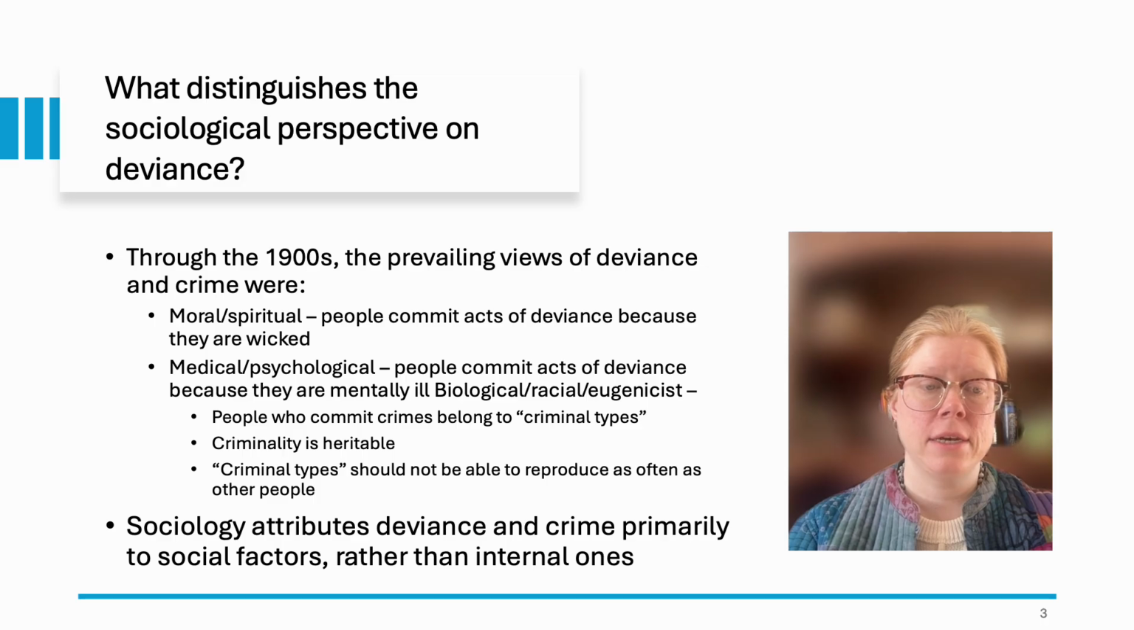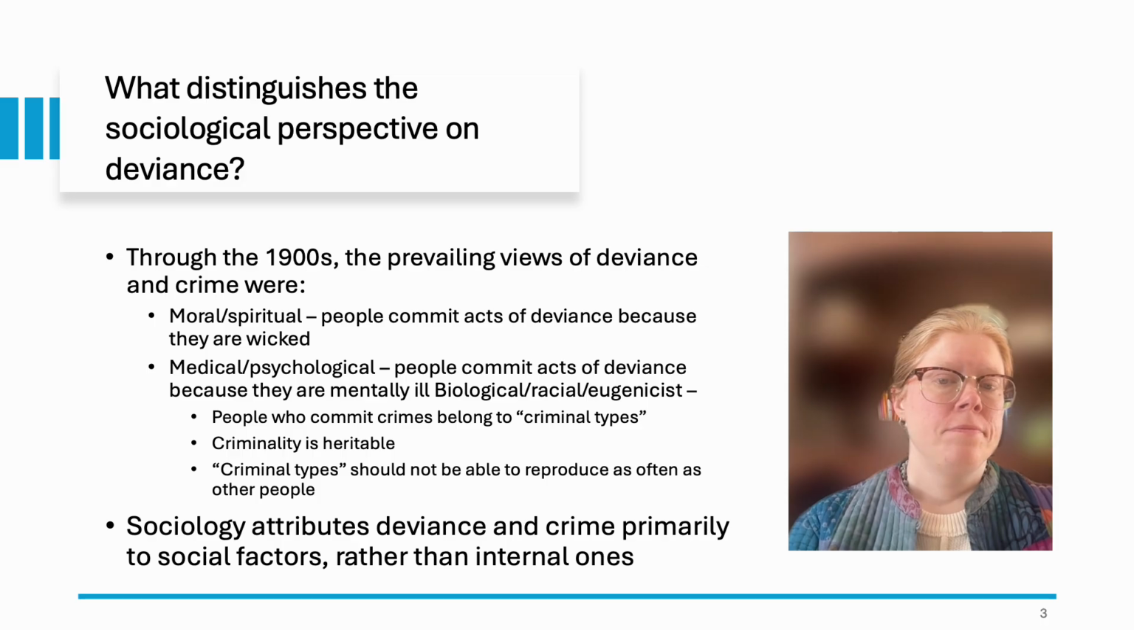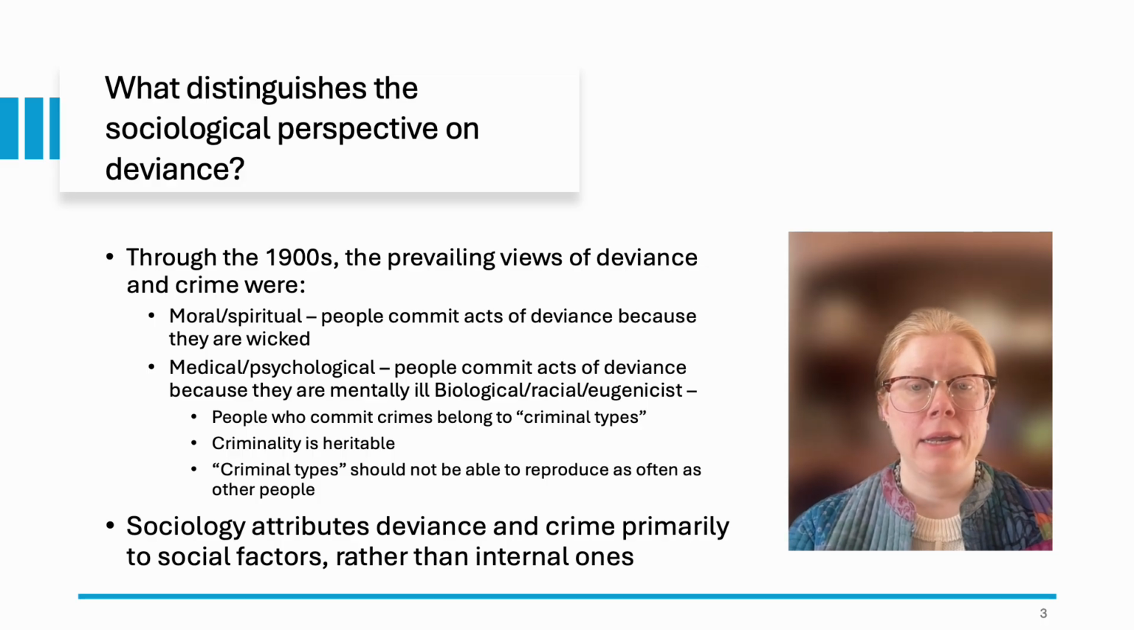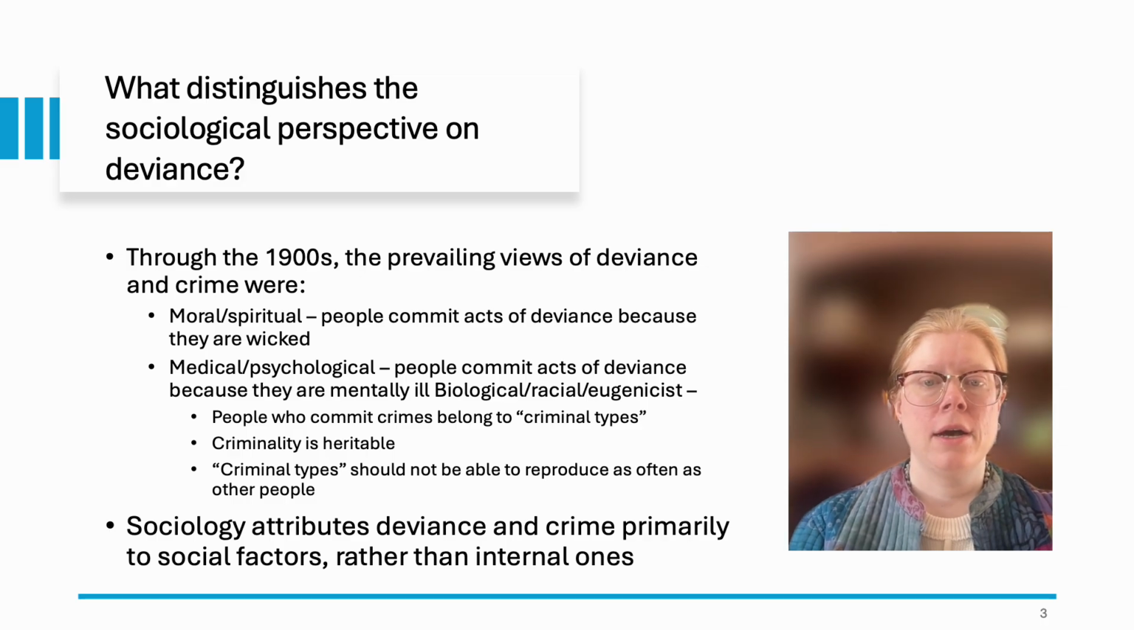Sociological arguments instead attribute deviance and crime primarily to social factors and not individual or internal ones. Sociological perspective would say people who commit crimes are not inherently or internally different from people who don't. They just face different circumstances and are exposed to different situations and different inputs. In other words, if a different person were put in the same situation, they might do something very similar.